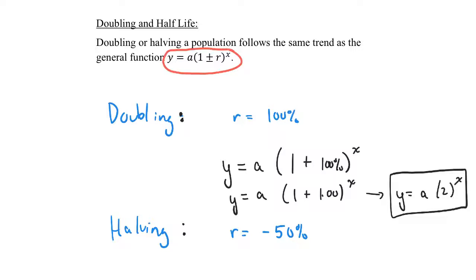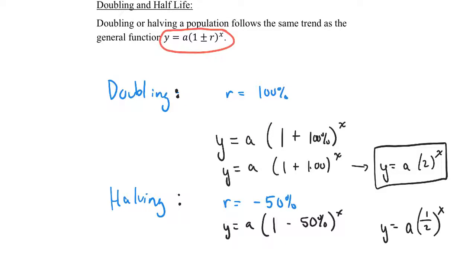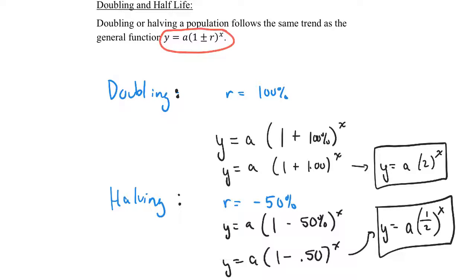And for halving, what do you expect the answer to be? What do you got, Isabel? Y equals A times 0.5, or 1/2, to the X. Very good. So there's my two formulas.